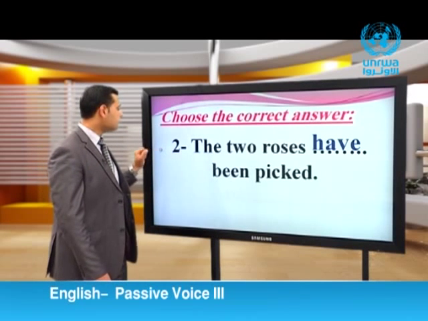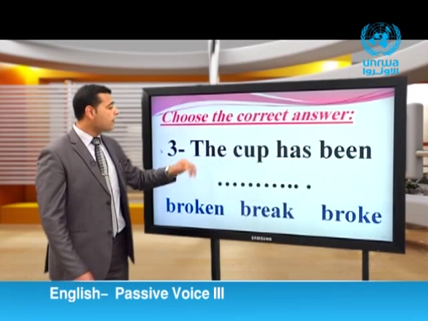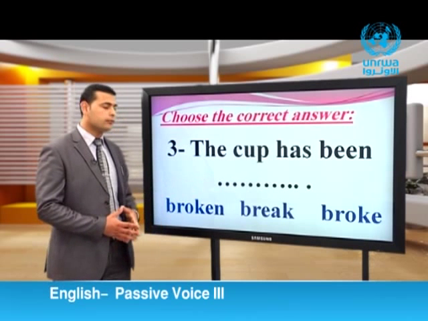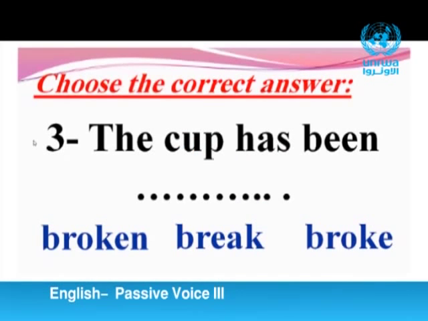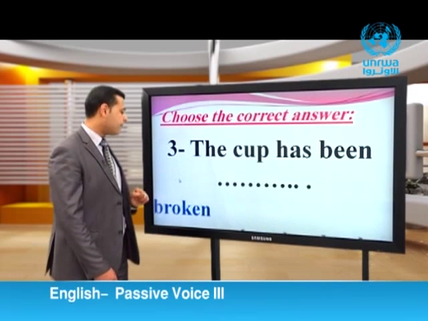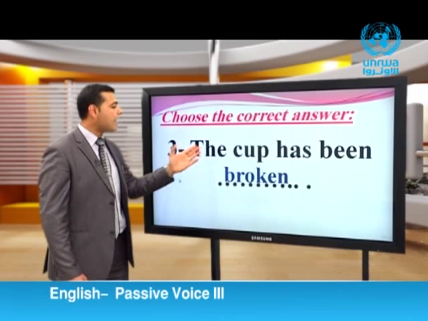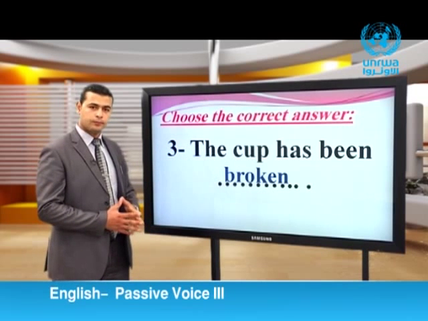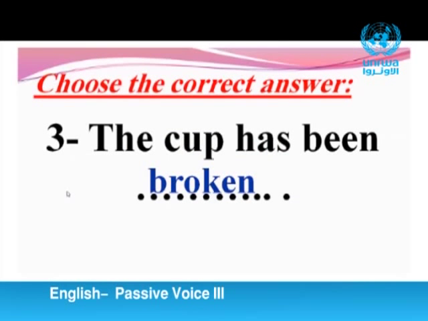Okay. Number 3, the cup has been. Is it has been broken, has been break, or has been broke? Excellent, thank you very much. It is has been broken. So, the cup has been broken. Has been plus the past participle of the main verb. Let's read the sentence for the last time. The cup has been broken.